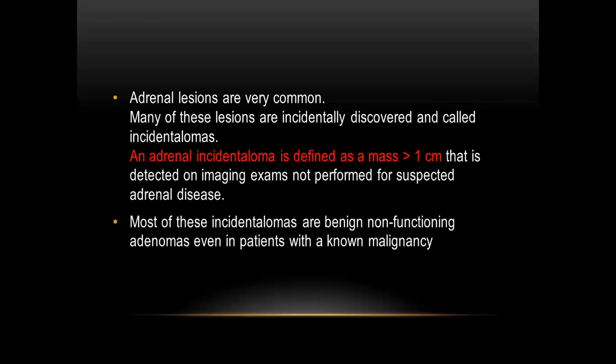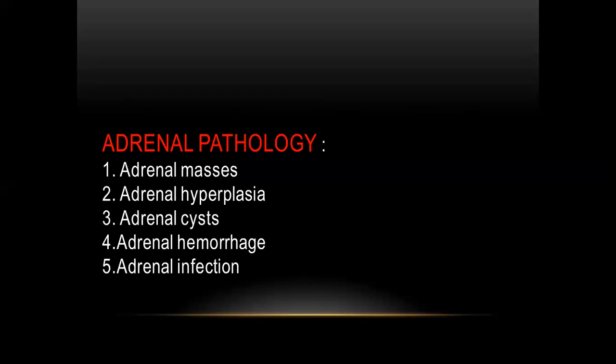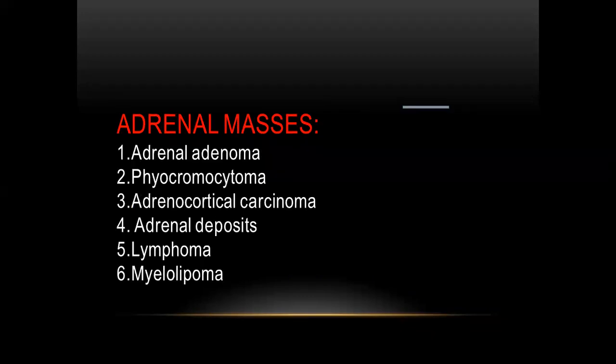Adrenal lesions are very common. Many of these lesions are incidentally discovered and called incidentaloma. Adrenal incidentaloma is defined as a mass more than 1 centimeter that is detected on an imaging exam not performed for suspected adrenal disease. Most of these incidentalomas are benign, non-functioning adenomas, even in patients with malignancy. Adrenal pathologies are adrenal masses, hyperplasia, cysts, adrenal hemorrhage, and infection. Adrenal masses include adrenal adenoma, pheochromocytoma, adrenocortical carcinoma, adrenal deposits, lymphoma, and myelolipoma.